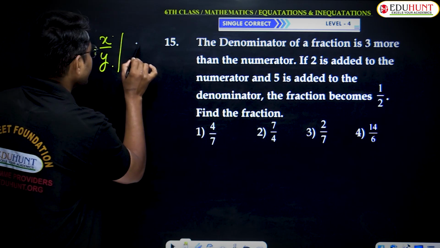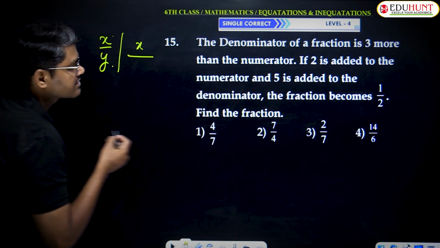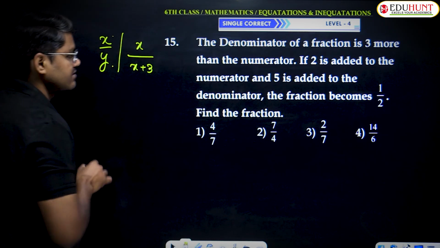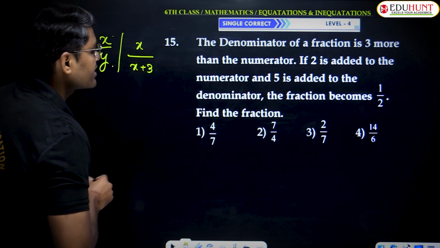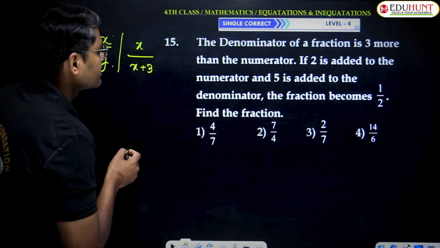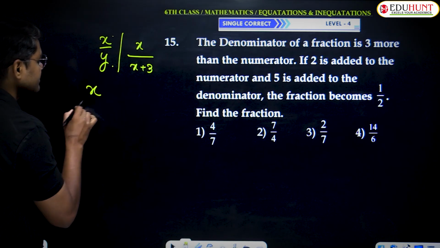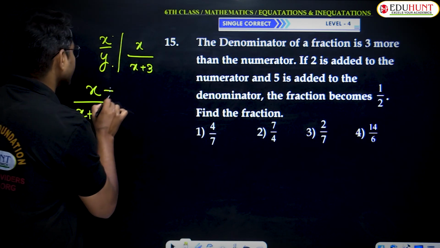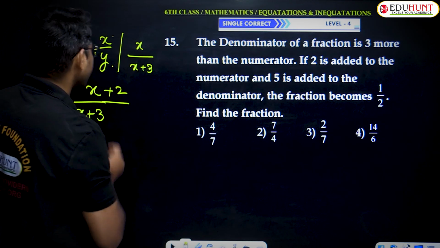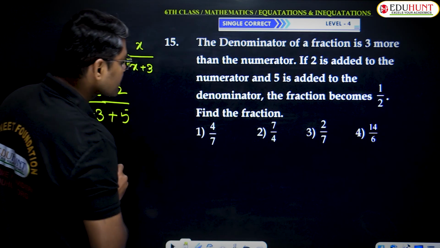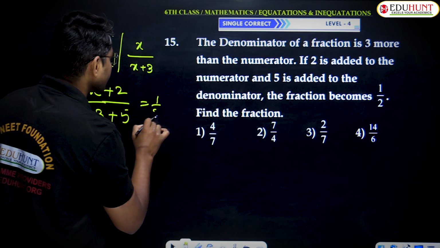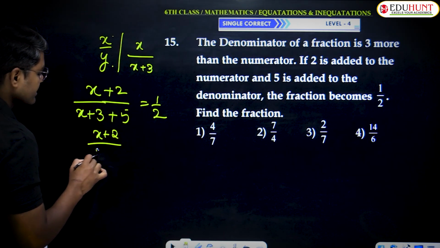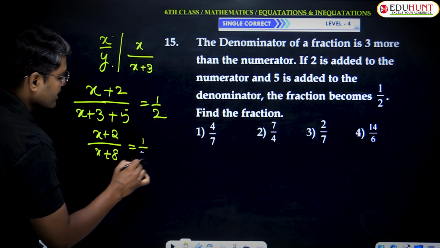If the numerator is x, the denominator is 3 more than the numerator, that means x plus 3. Here the y value is x plus 3. If 2 is added to the numerator and 5 is added to the denominator, numerator is x plus 2 and denominator is x plus 3 plus 5, the fraction becomes 1 by 2. That's it. So, (x plus 2) by (x plus 8) equal to 1 by 2.